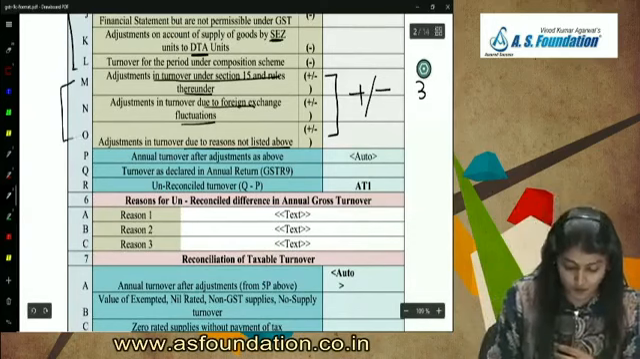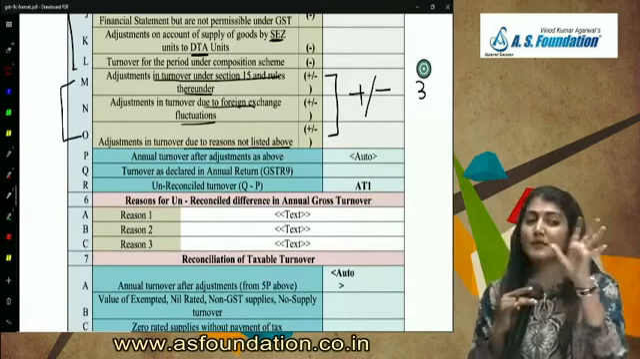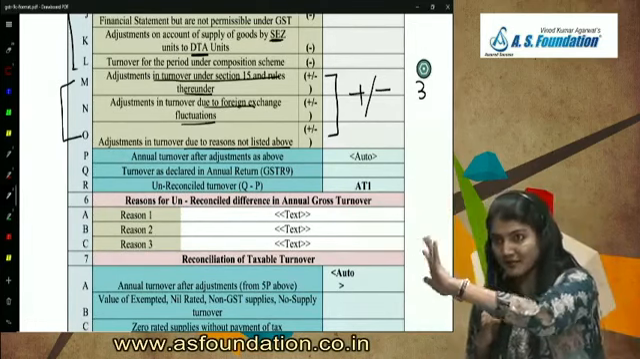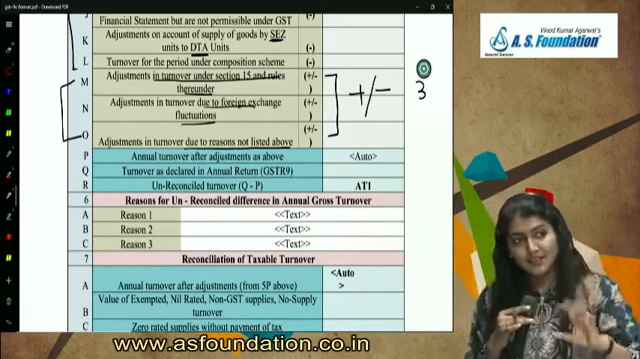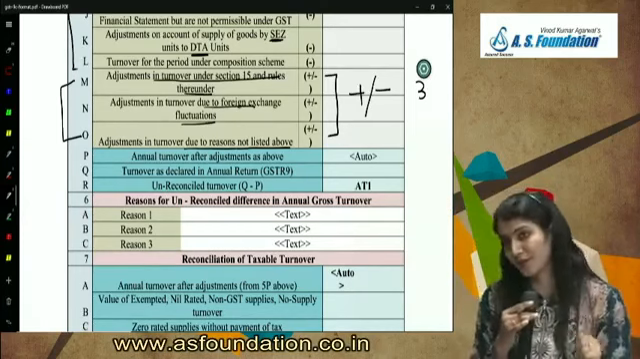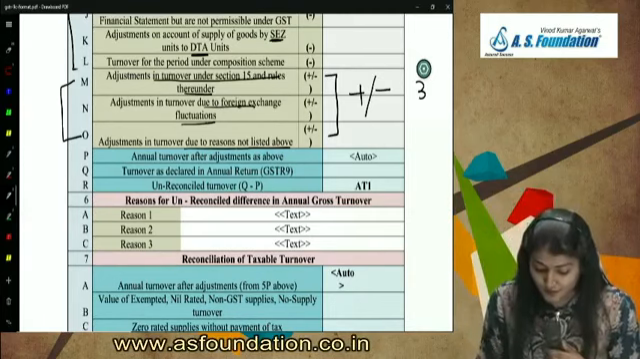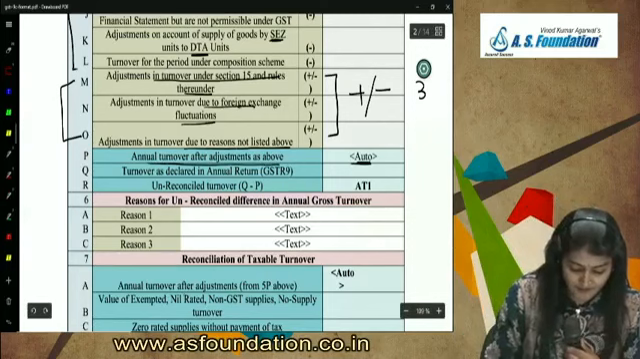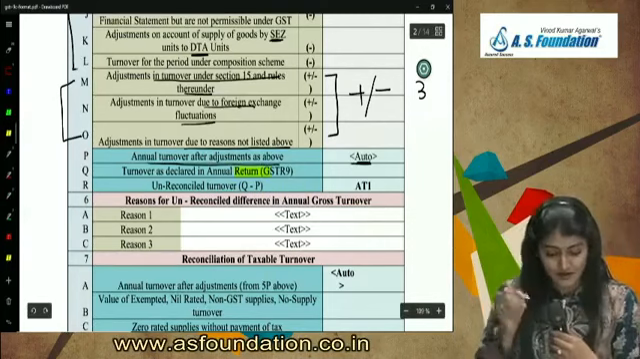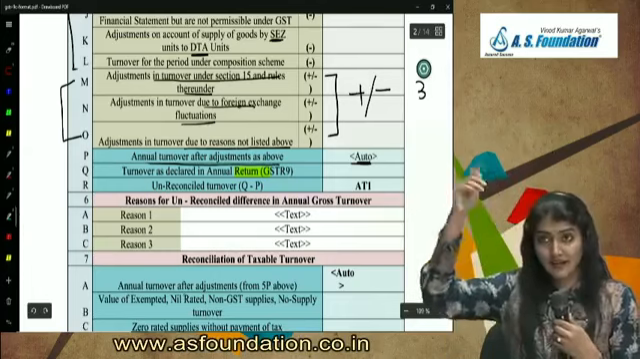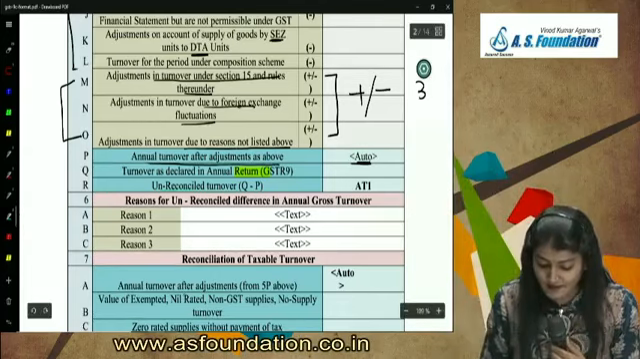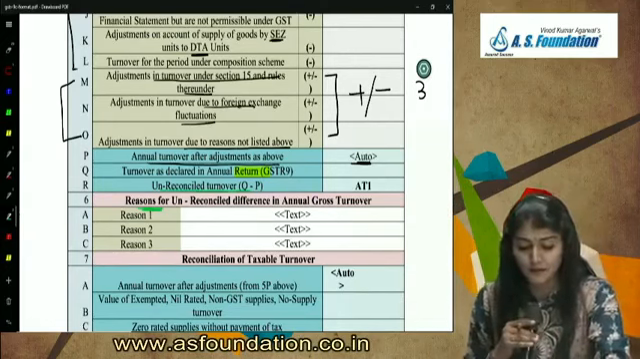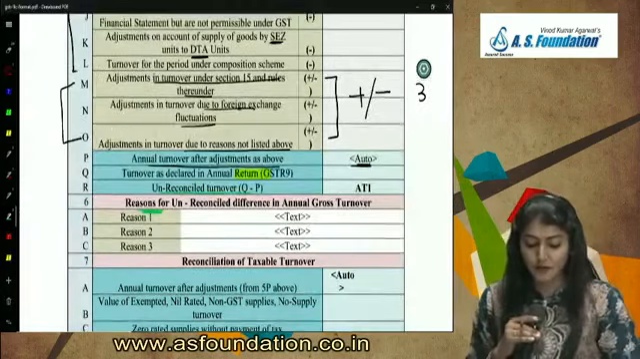That is M, N, O. So actually it is not that difficult, how difficult it looks. A turnover as per the audited financial statement, then 5 additions, 6 deletions and 3 addition or deletion, any of the 2. That will give you the turnover after the adjustments above. Then turnover as declared in GSTR9, which you are filing. And then unreconciled turnover and the reasons for the same.